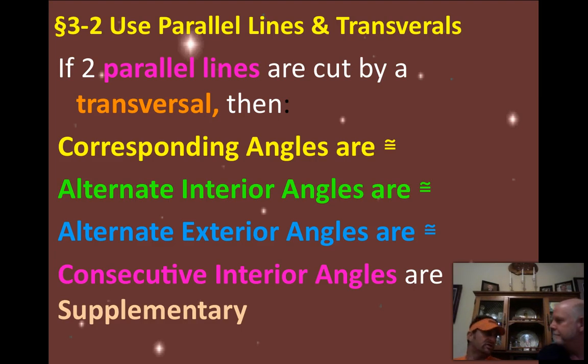I think the big shift here is last section, we just wanted you to identify which ones were the alternate interior, which ones were the alternate exterior, which ones are corresponding, which ones are consecutive interior. And now we want you to understand something about them when they're parallel and cut by a transversal. And that's that corresponding, alternate interior and alternate exterior are all congruent, and consecutive interior are supplementary. So we're just kind of taking it one step further and getting a little bit more specific here.